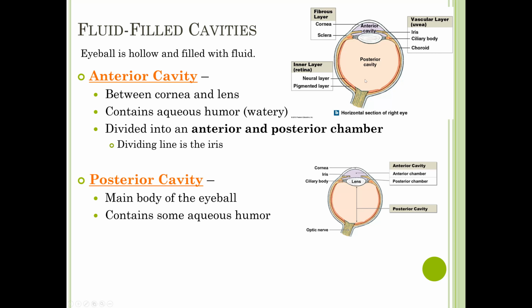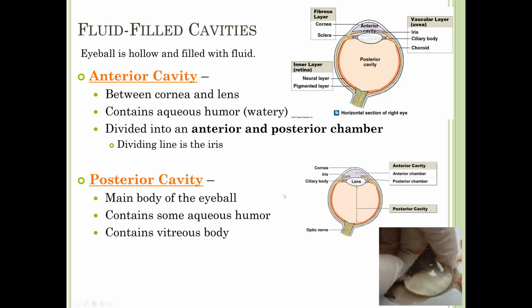There is also this large posterior cavity which sits behind the lens, and this makes up the main body of the eyeball. It does contain some aqueous humor, but the majority of the space in the posterior cavity is taken up by what's called the vitreous body, which is actually a gel-like body that when you do your eye dissection in the lab, you can see looks like a piece of jello.